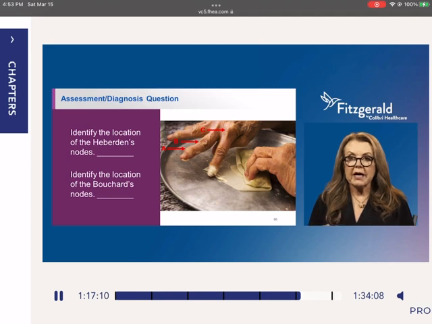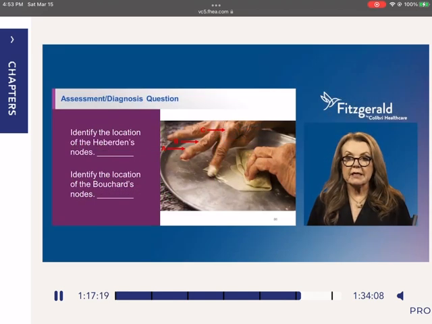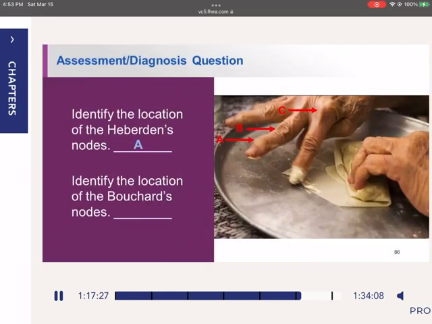Where is the location of the Heberden's nodes? Is it location A, B, or C? And as we look at this image here, it is location A. Location of the Bouchard's nodes, that's going to be location B, as it is pointed out here on this image.